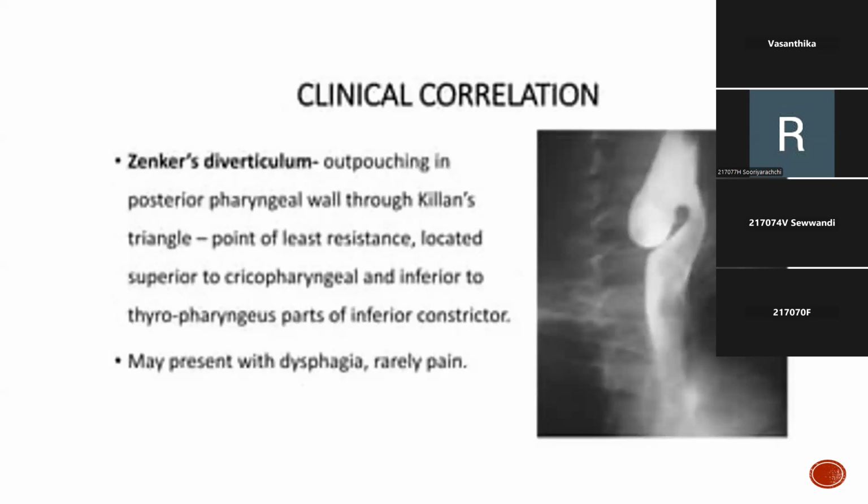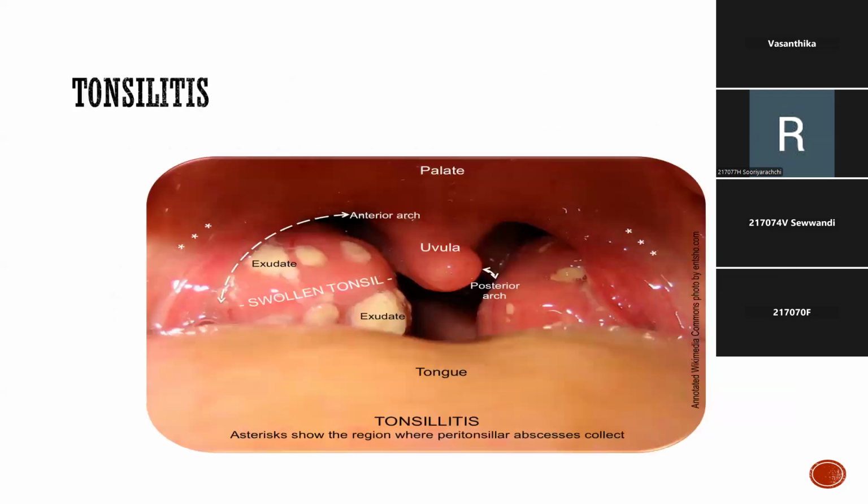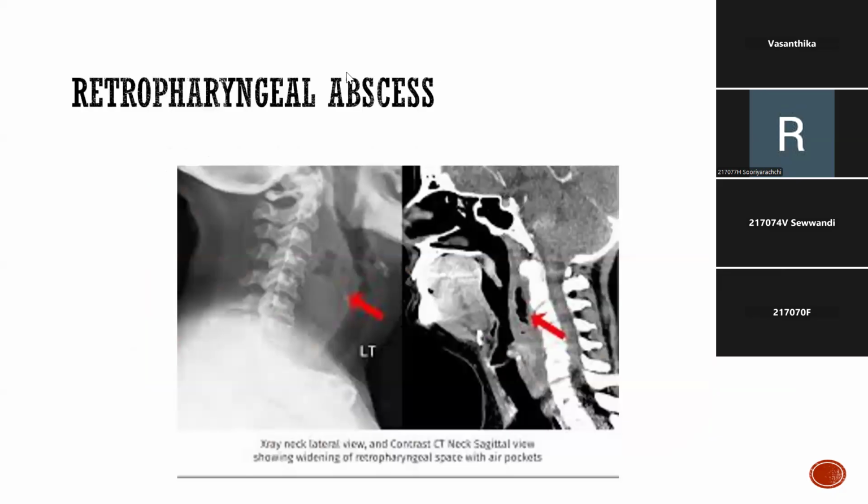And then if there is a problem in the sphincter of the esophagus, you can get Zenker's diverticulum. That is the outpouching of the mucosa of the pharynx. These things are too much for you. Tonsillitis, obviously you have to know. Tonsillitis is the infection of the tonsils. It can be bacterial or it can be viral.